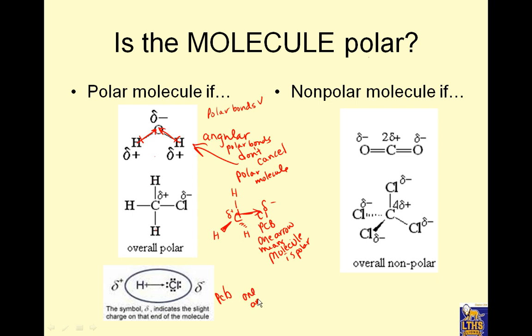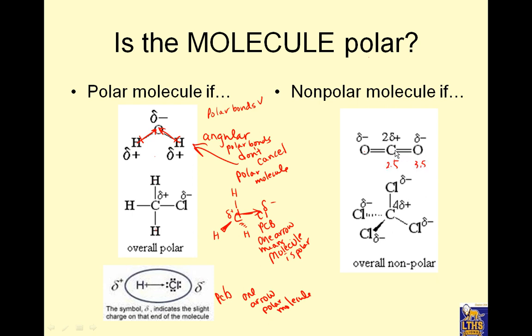One arrow means polar molecule. All right, so you're probably saying, I get the polar thing. What do you mean about the nonpolar? Well, let's look. Between carbon and oxygen, this is a polar bond because carbon has an electronegativity of 2.5 and oxygen is 3.5, so the difference is 1.0.